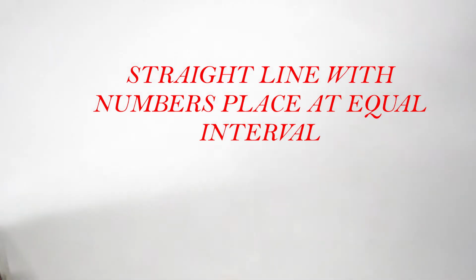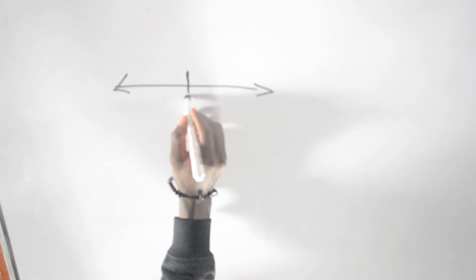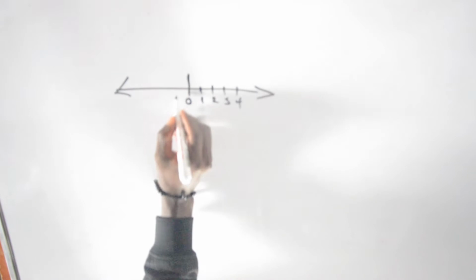So it's a straight line. I'll draw a small number line here. We've said it's a straight line with numbers placed at equal intervals. So let me say this is 0, this is 1, 2, 3, 4. This is -1, -2, -3, -4. This can be our number line.